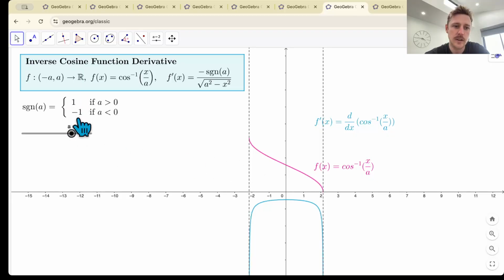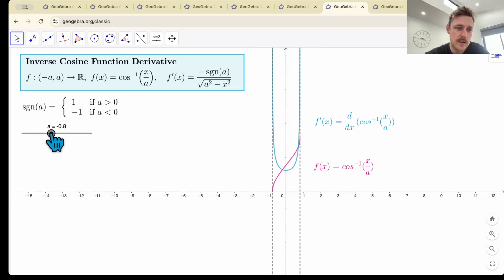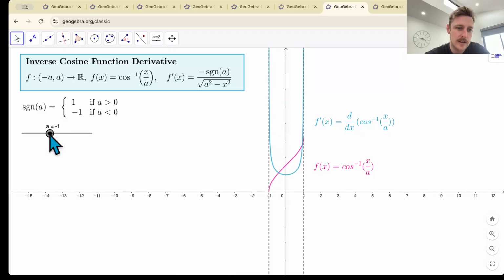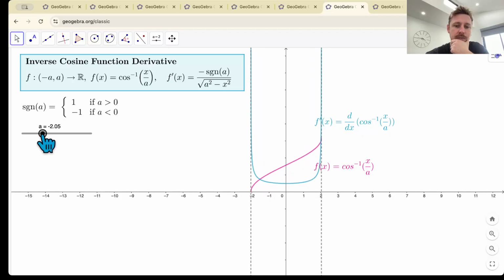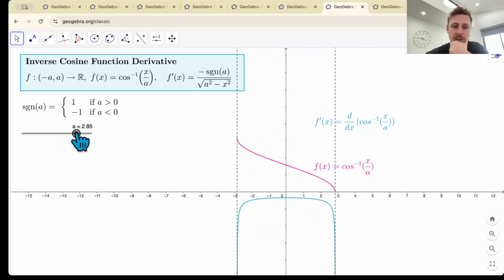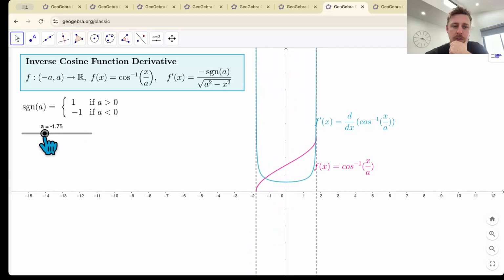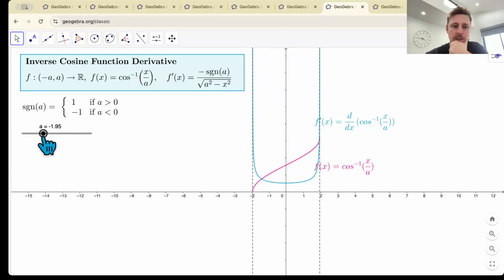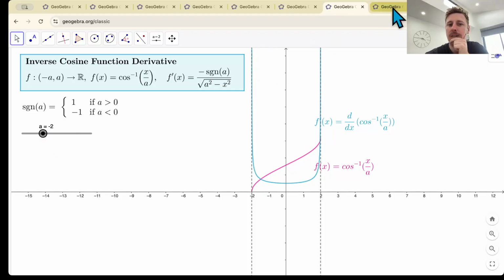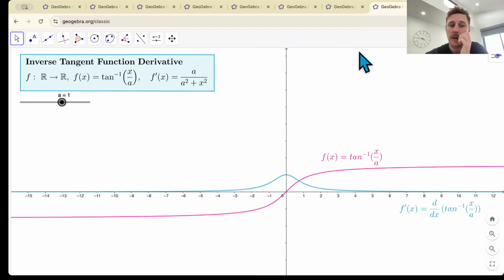And then if a is less than 0, we take this to be negative 1. So we get negative 1 times negative, which is positive 1, which is why we end up with the derivative above the x-axis. And so, yeah, pretty interesting stuff. And then you can do these transformations to it by dilating it from the y-axis. So, yeah, I think that's pretty interesting. All right, next thing is the tangent.